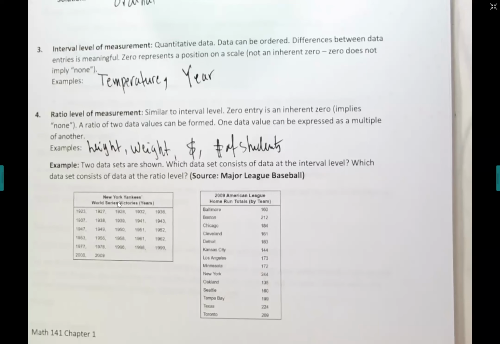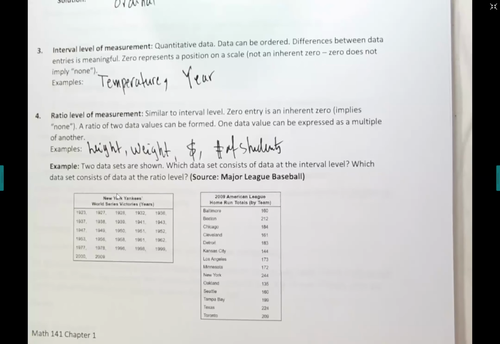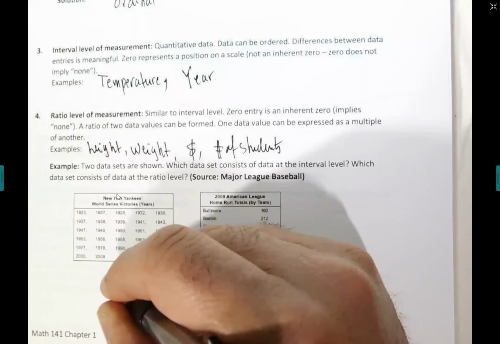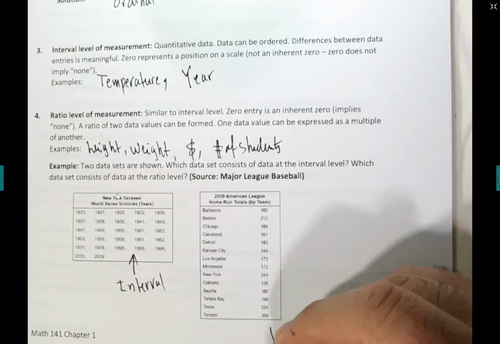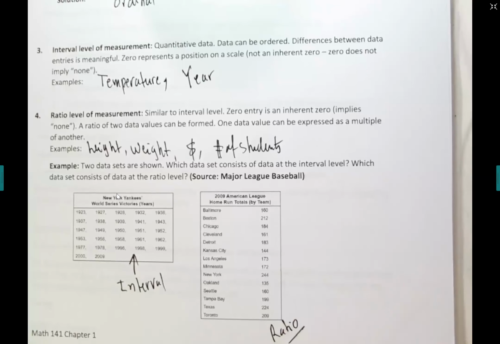So New York Yankees World Series victories by years. Well, you already know, guys. What do you think years is? Interval. Yep. And here, home run totals. Ratio. If a team has 50 home runs and another team has 100 home runs, you can say that the 100 is twice as many as the 50. It does make sense. If it doesn't make sense, guys, then it must be an interval.